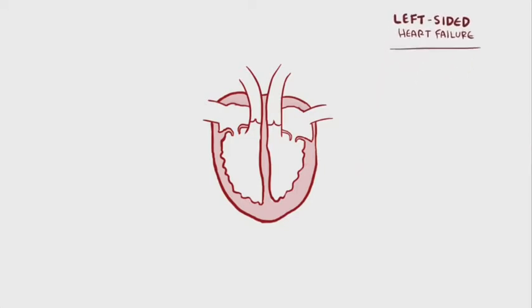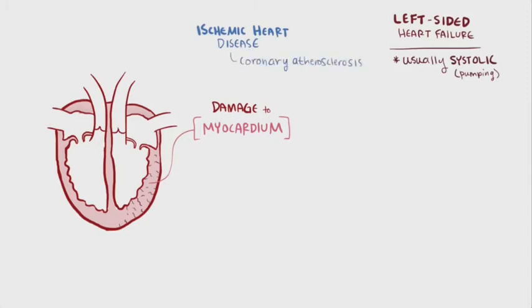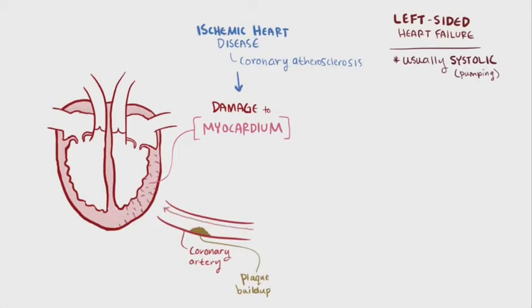Usually, left-sided heart failure is caused by systolic, or pumping, dysfunction. And this is typically due to some kind of damage to the myocardium, or the heart muscle, which means it can't contract as forcefully and pump blood as efficiently. Ischemic heart disease caused by coronary artery atherosclerosis, or plaque buildup, is the most common cause. In this case, less blood and oxygen gets through the coronary artery to the heart tissue, which damages the myocardium. Sometimes if the coronary is blocked completely and that person has a heart attack, they might be left with scar tissue that doesn't contract at all, which again means that the heart can't contract as forcefully.